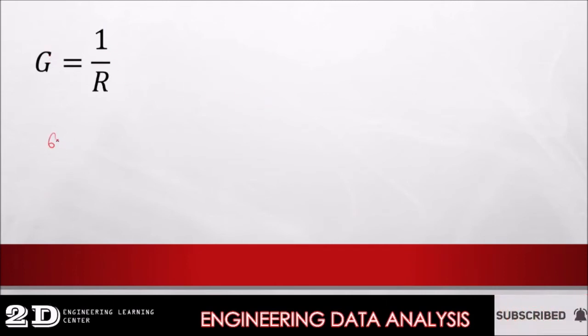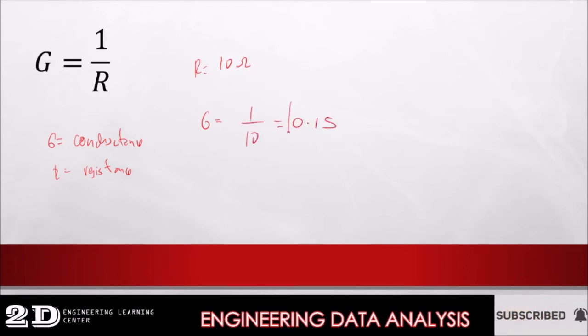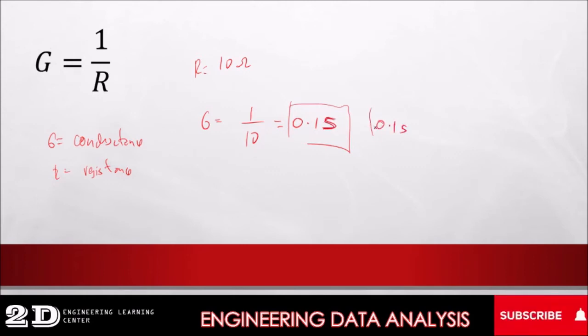So your G is conductance, then your R is your resistance. So basically your conductance is reciprocal to your resistance. So for example, if your resistance is 10 ohms, your conductance is just 1 over 10, and it will be 0.1 Siemens, and that will be the answer. So capital S, kasi pag ginawa niyo yung small letter s, that will be 0.1 seconds. Iba yung seconds sa Siemens. Okay? So ngayon, mag-solve tayo ng mga example problems.